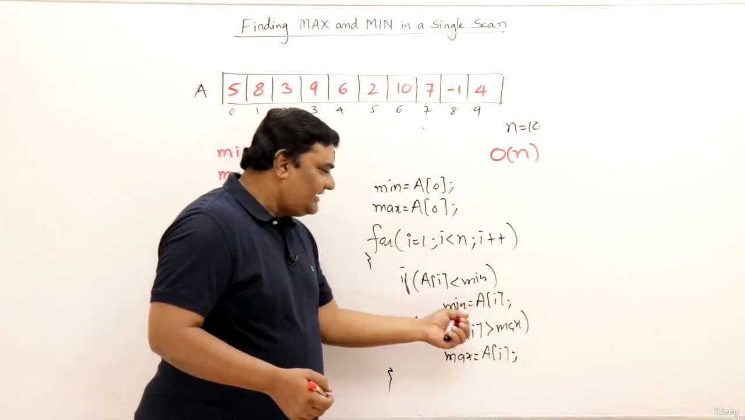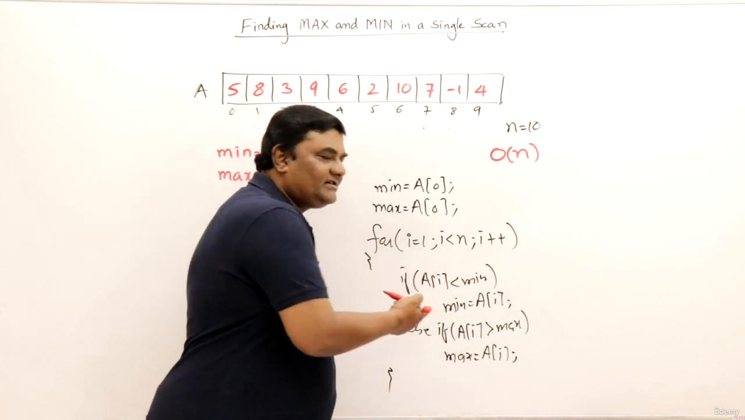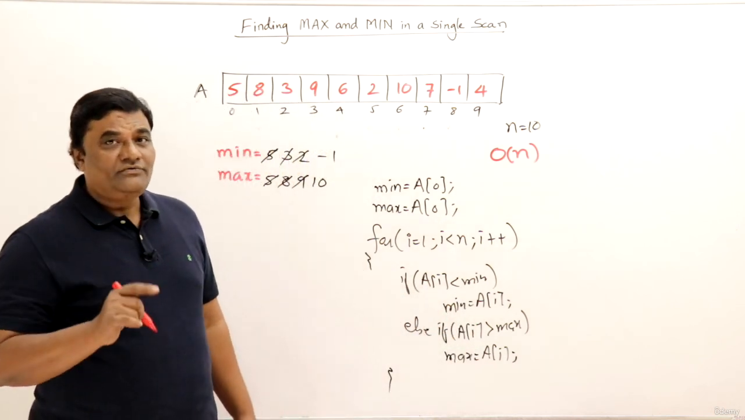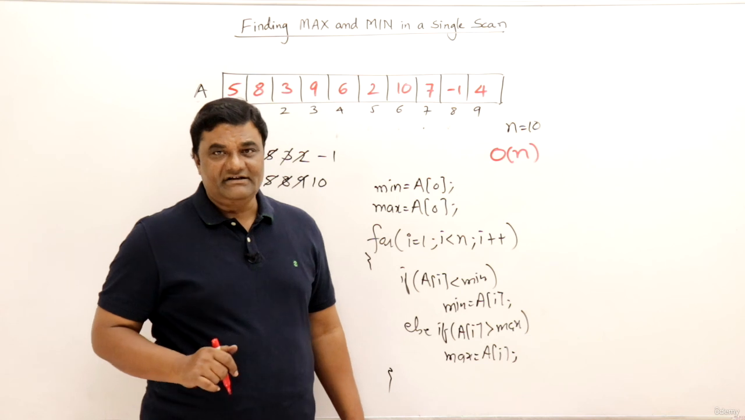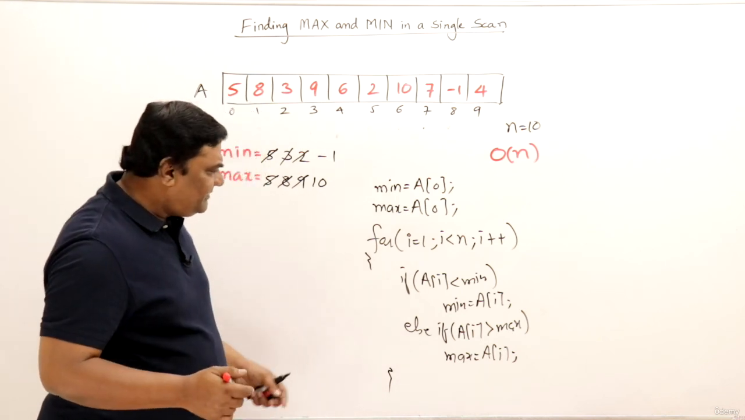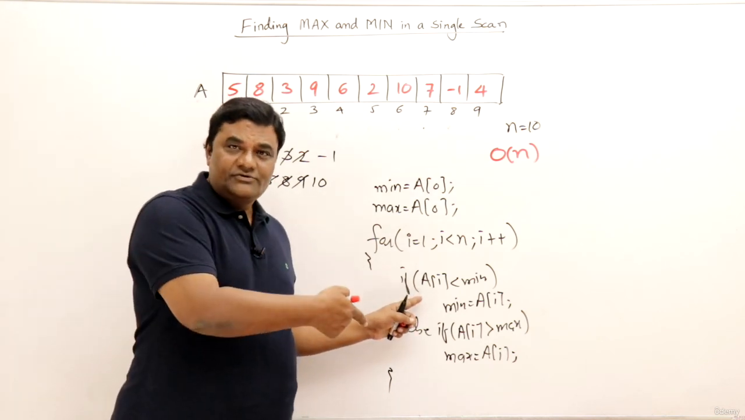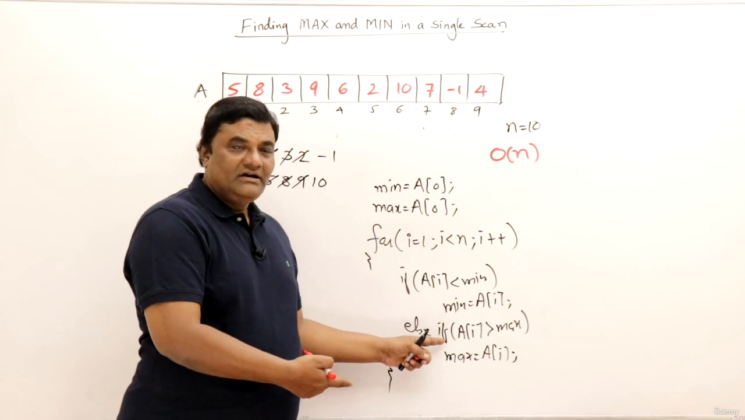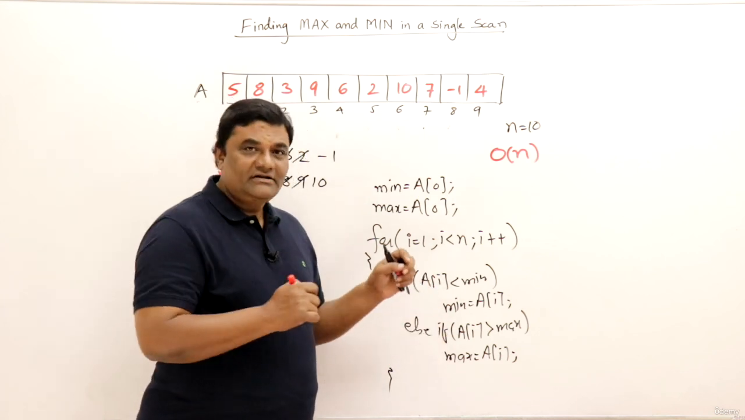The comparison and the assignment was done. Comparison and the assignment, right? Okay. So now I want to find out in total how many comparisons are done. See, actually there are two comparisons. If this is true, then it will not go here. If it is false, then it will go here.